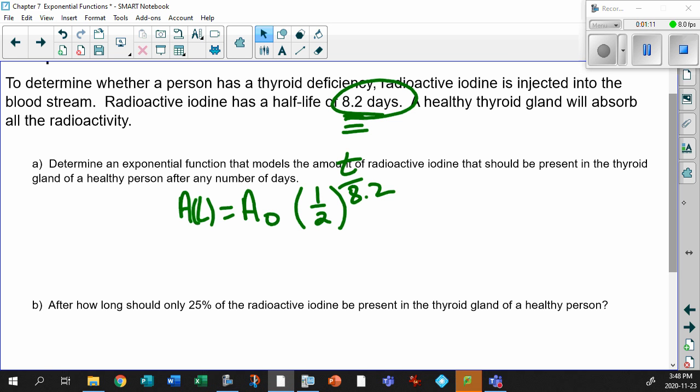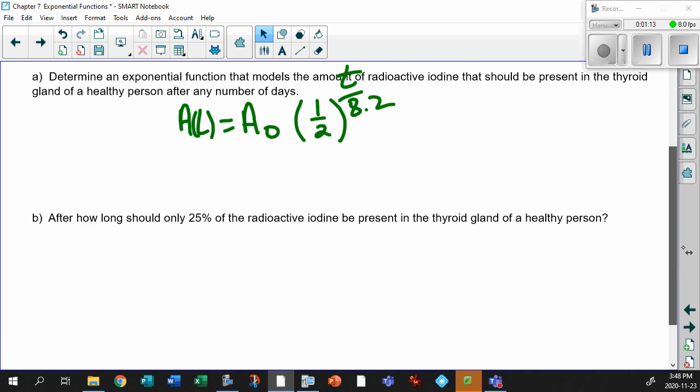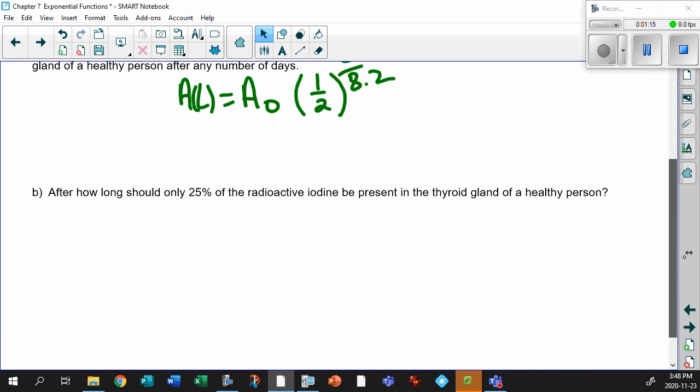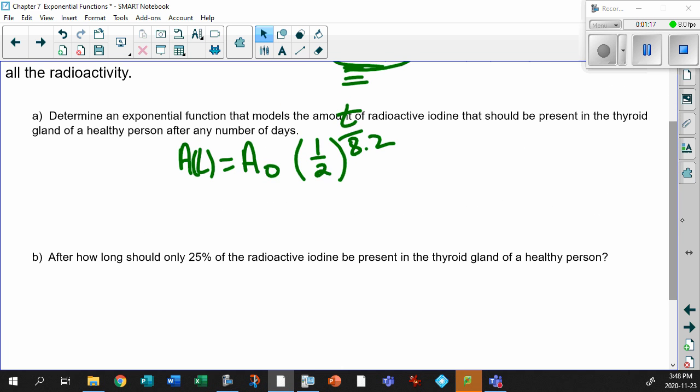All right. Now, here's where the little nuance comes in. I love these little nuances. I think they're very, very interesting. It says, how long should only 25% of the radioactive iodine be present? Whoa, wait a second. What does this mean, 25%? You didn't give me how much you started with. Well, actually, you don't need to know how much you started with. It's based on a ratio of 25%.